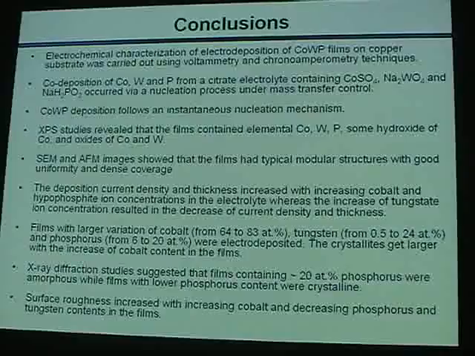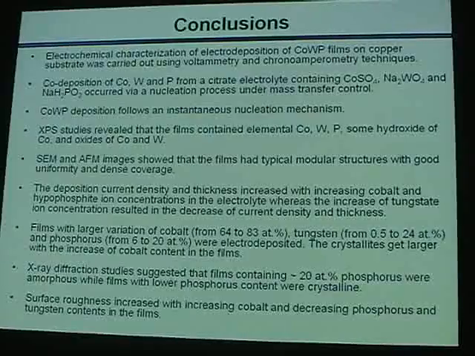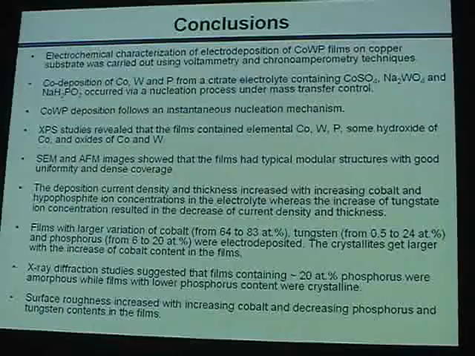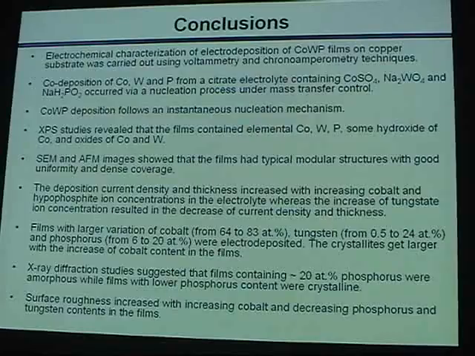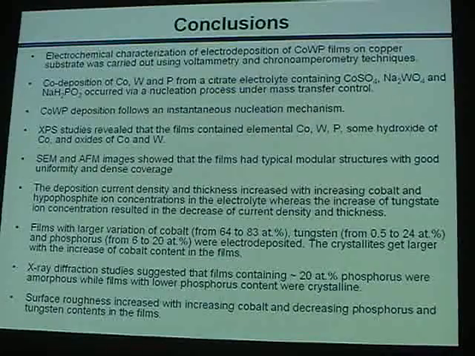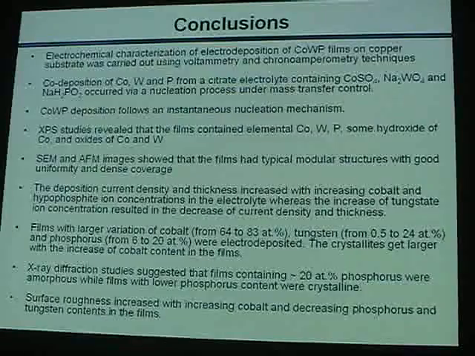X-ray diffraction shows that a film containing 20% phosphorus is normally amorphous, and if the film contains less than 20% phosphorus, then it is normally crystalline. So the surface roughness increases with the cobalt content. Thank you.